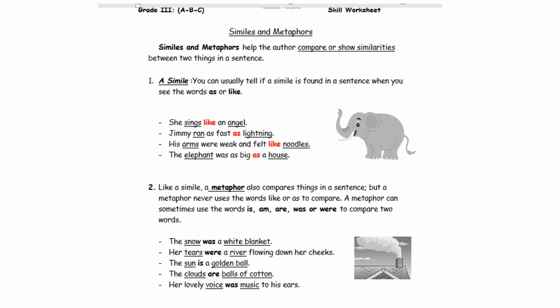The snow was a white blanket. Her tears were a river. So we're comparing two things without using as or like. But you often see is, am, are, was, or were. So we directly say it. The clouds are balls of cotton. Her lovely voice was music to his ears.